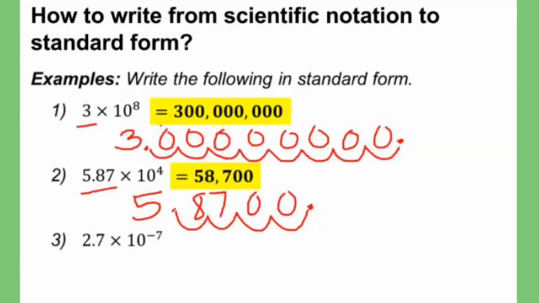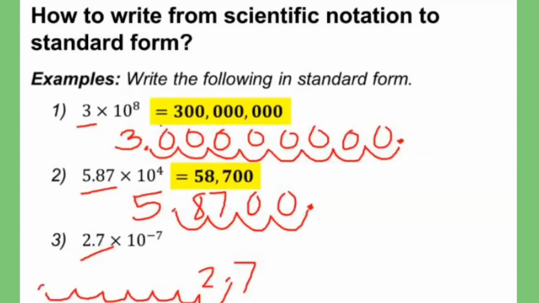uulitin, kopyahin lang natin ang ating first factor na 2.7. And since the exponent of our power of 10 is negative 7, we move the decimal point going to the left side 7 times. So we have 1, 2, 3, 4, 5, 6, 7.